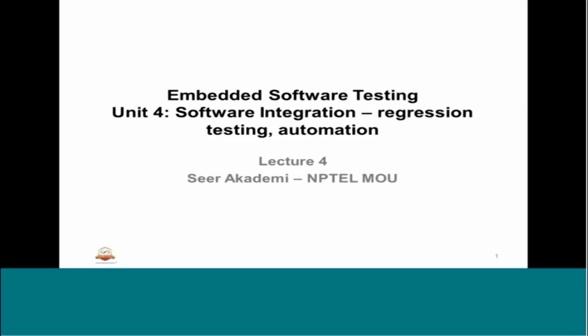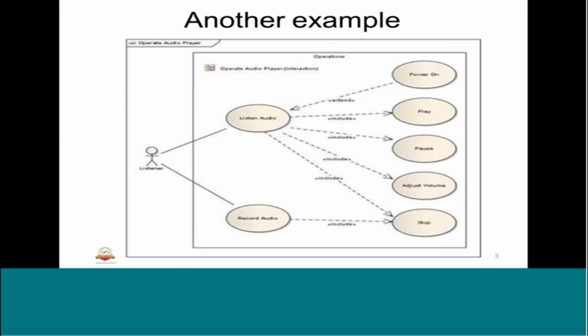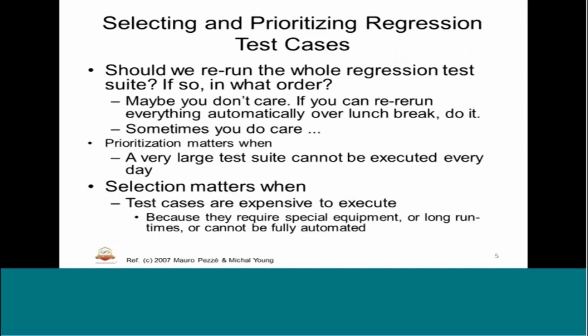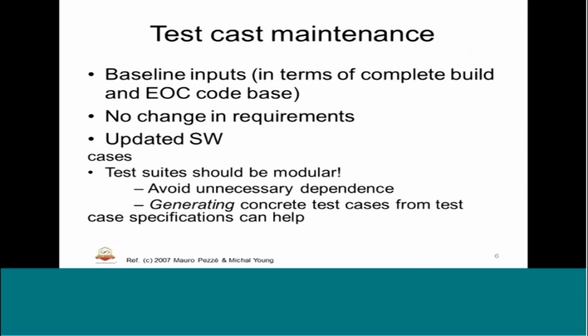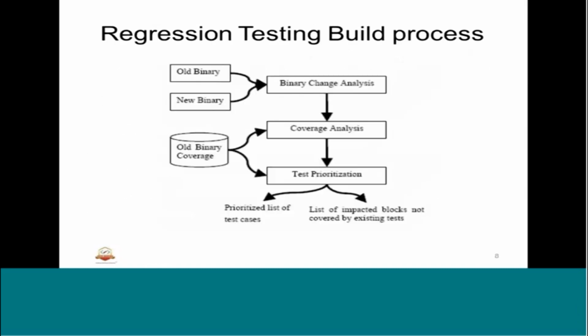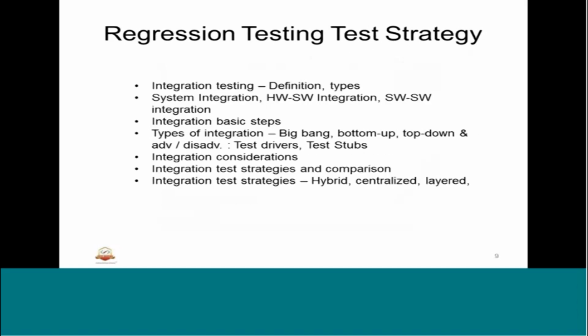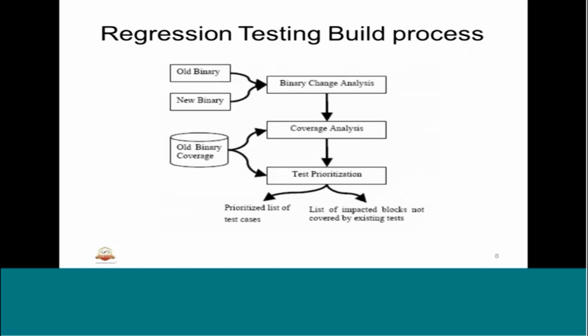This is Unit 4's concluding session on software integration, regression testing, and automation, and we study more about selecting regression tests, test maintenance, and the regression test build process. What are the steps involved in the regression testing build process and test strategy? We'll also try to recap the sessions of Unit 4, all the sessions.